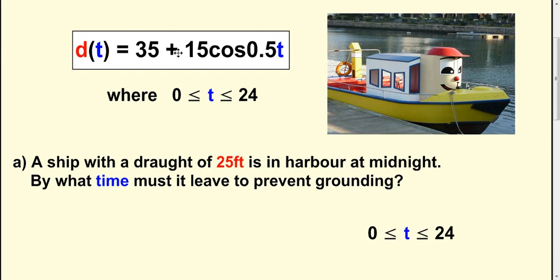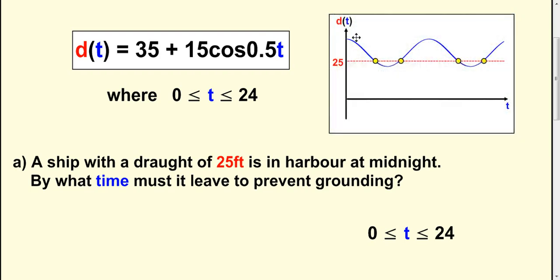15 cos a half t plus 35 if you like, so it's the cosine wave. It goes up to an amplitude of 15 and down to minus 15, it's been shifted up 35, and then we've got this 25 feet. So here's your cosine wave, and we have 25 going straight across. It would be a straight line because it never changes. The draft of the ship is constant, so straight line at 25.